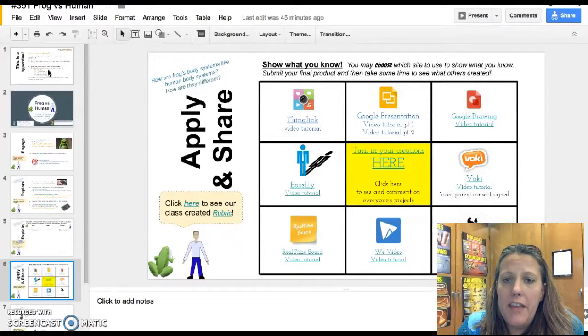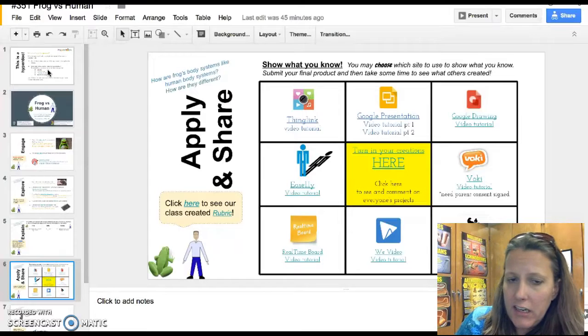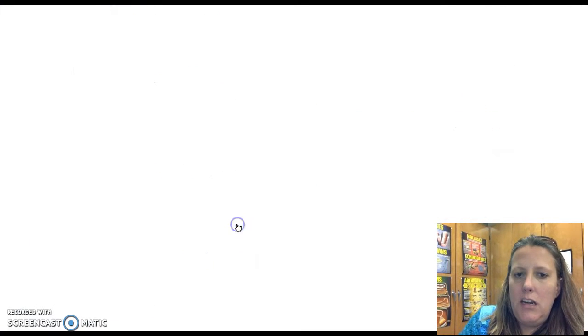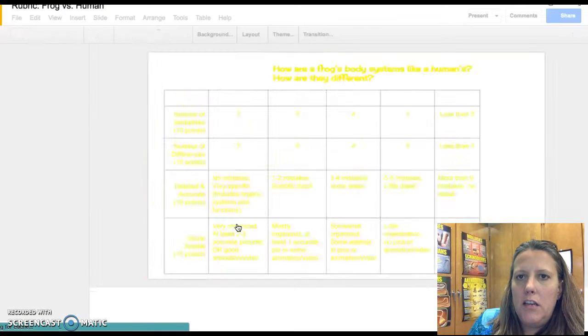And then they went on to their project, and they were able to choose from any of these. Make sure you have parent permission if they're making an account here. The only real rule was that they had to show what they know, and they had a lot of questions about, well, what did that mean and what did it have to get an A? So I made a class rubric, and there was a link here that they could go to.